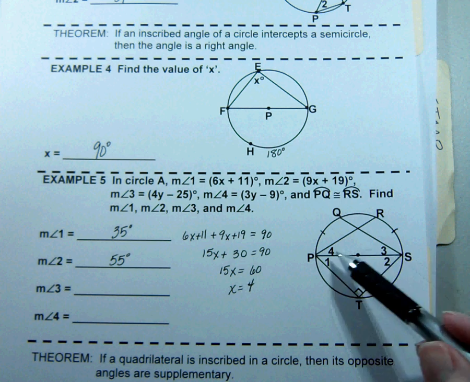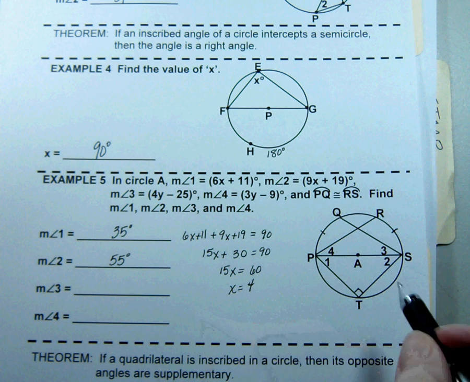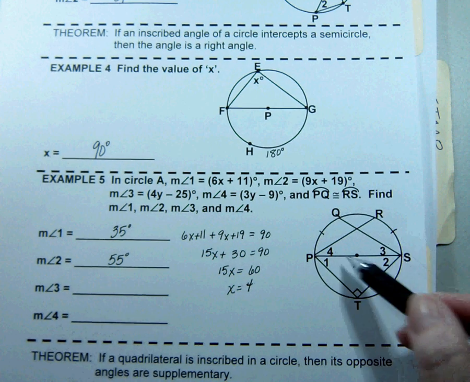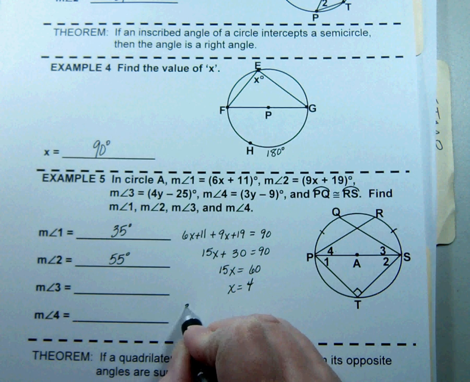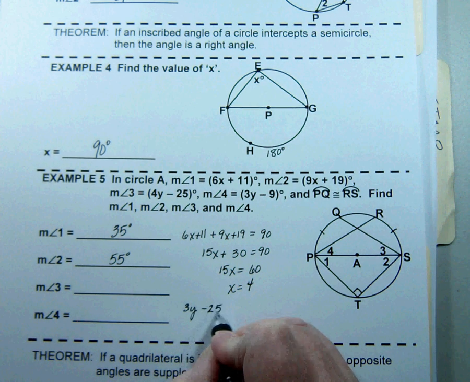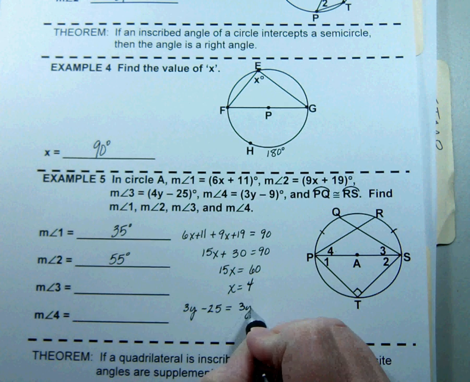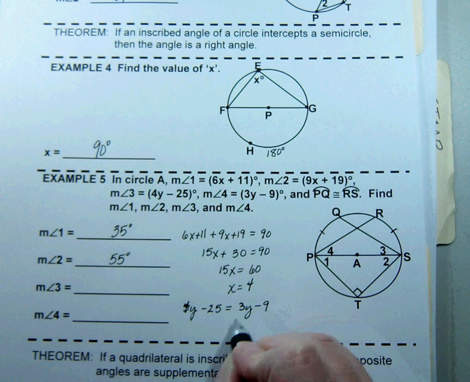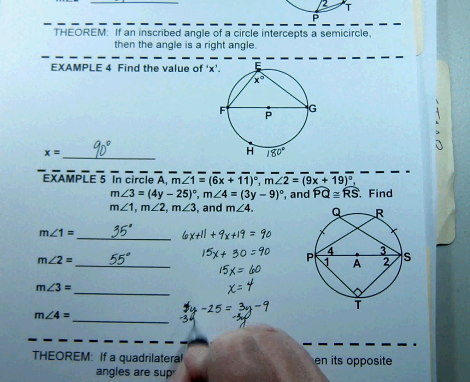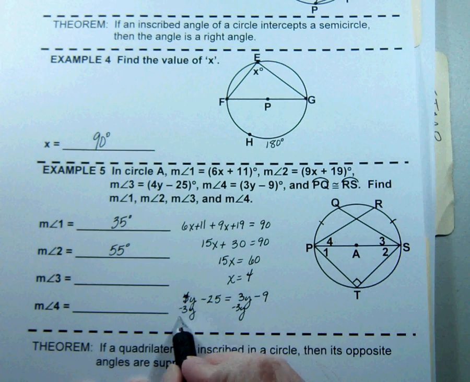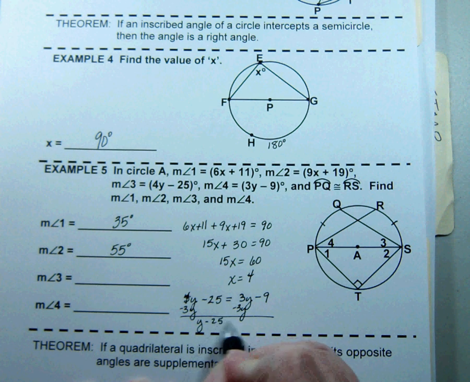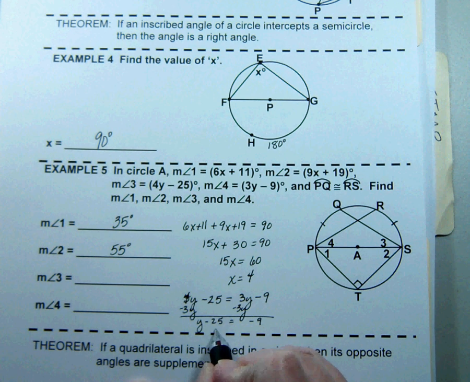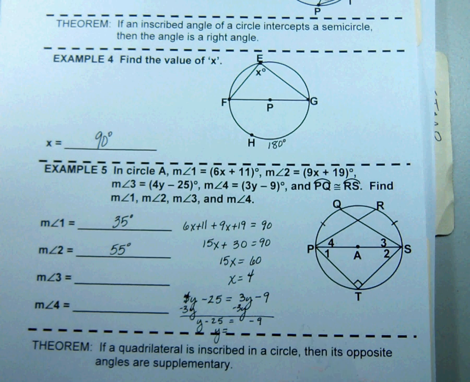Well, we know 3 and 4 are equal, so let's solve that equation, because they intercept arcs that are the same, so the angles are the same. So let's try that. 3y minus 25 has to equal 4y minus 25 has to equal 3y minus 9. Let's do the y's first. That would give you y minus 25 would equal negative 9. If you add 25 to both sides, what is that?